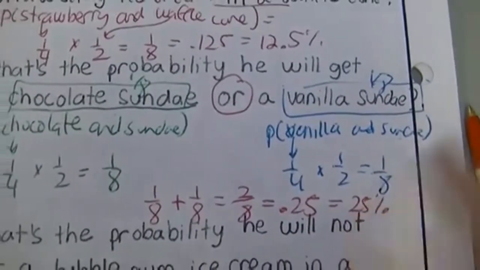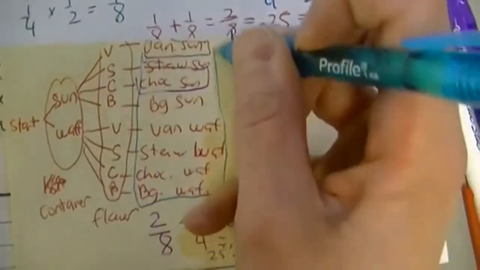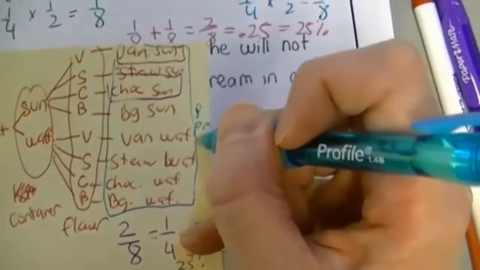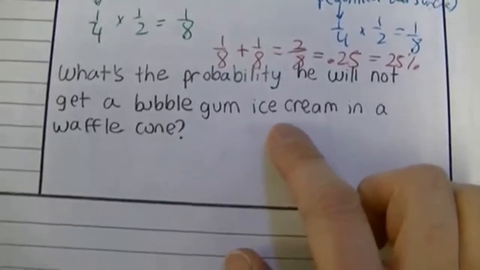So when in doubt, you can always do one of these counting trees. I'm sorry, I didn't really accurately label this. I want you to put a column around it and label it 8 possible outcomes. I'm sorry, I ran out of room. All right, what's the probability he will not get bubblegum ice cream in a waffle cone?